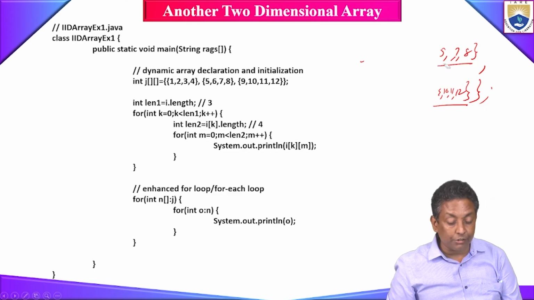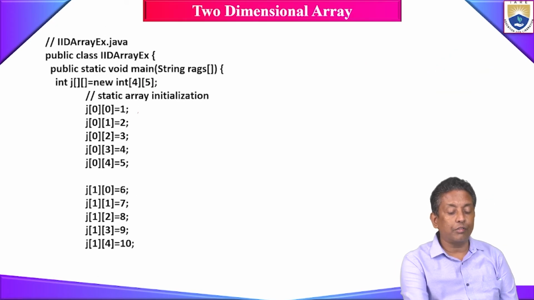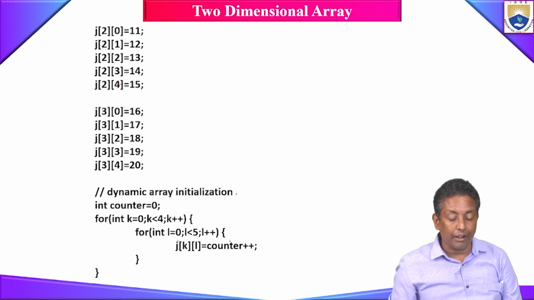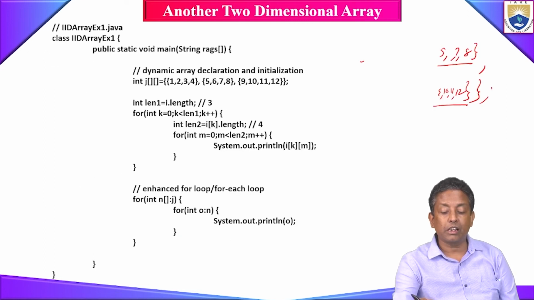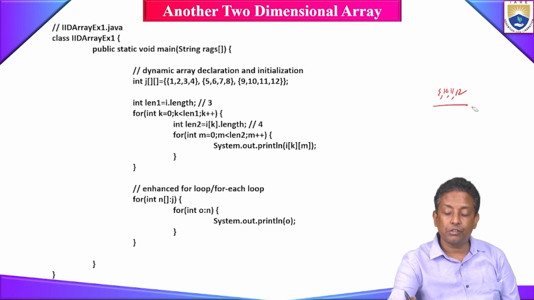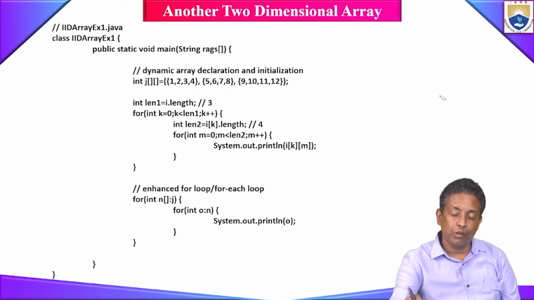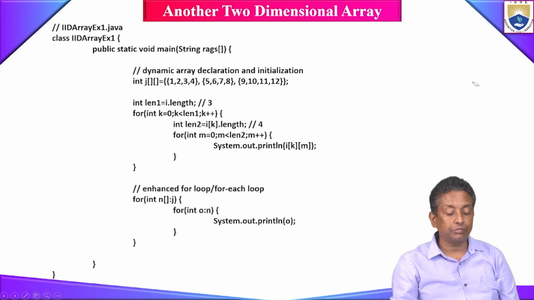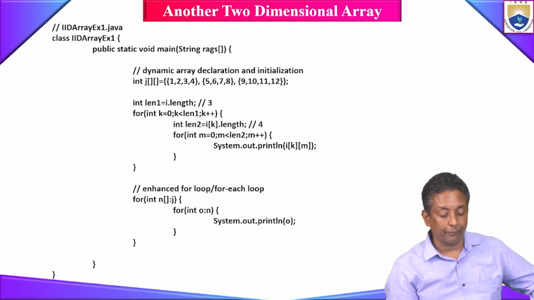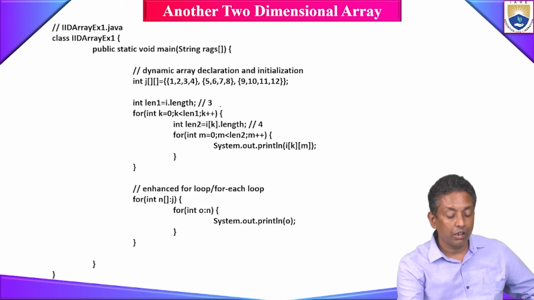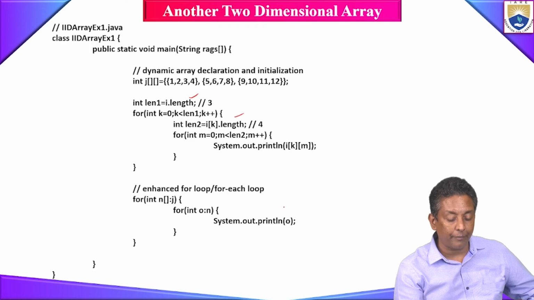Instead of writing this much code for declaring an array and initializing an array, it happened in a simple single line. Even we can declare a 4x5 initialization also. Here also we did the same thing. One way is finding the length and accessing using indexes. Another way is the enhanced for loop.